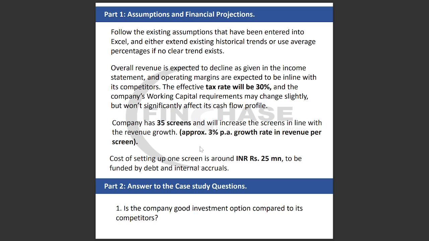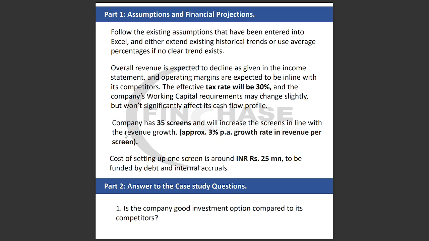The effective tax rate उसने बता दिया, that will be 30%, and the company's working capital requirement may change slightly but won't significantly affect its cash flow profile. That is an irrelevant line to us and हम इस पे ज़्यादा फोकस नहीं करेंगे.